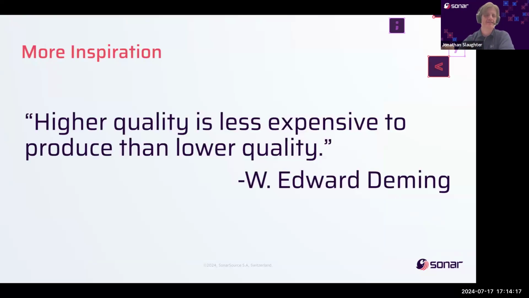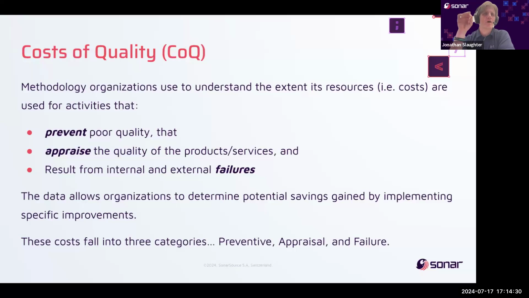Higher quality is less expensive to produce than lower quality, from our friend Edward Deming. So this is something that we're going to focus on now. We're going to start talking about the concepts of cost and the cost of quality. COQ is a methodology that a lot of organizations will use to understand the extent of its resources, which we'll call cost. That's time, personnel, technology, things along those lines that are used to either prevent poor quality, appraise the quality of the products or services, or result from internal and external failures.